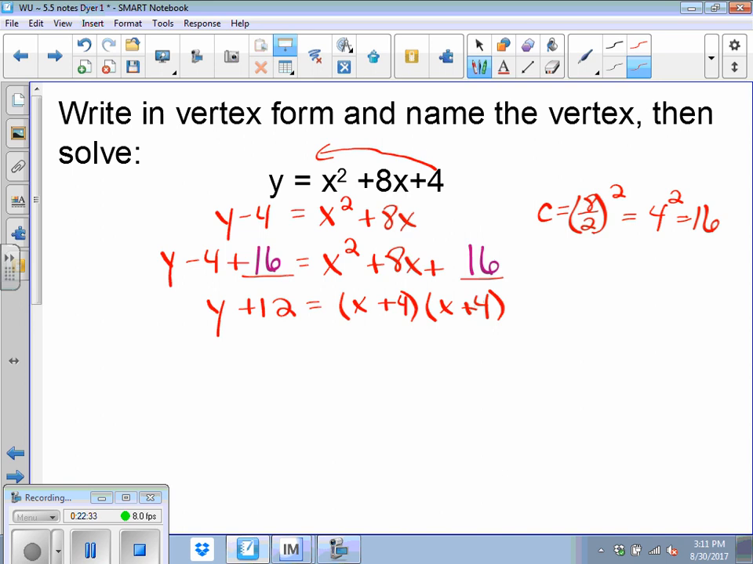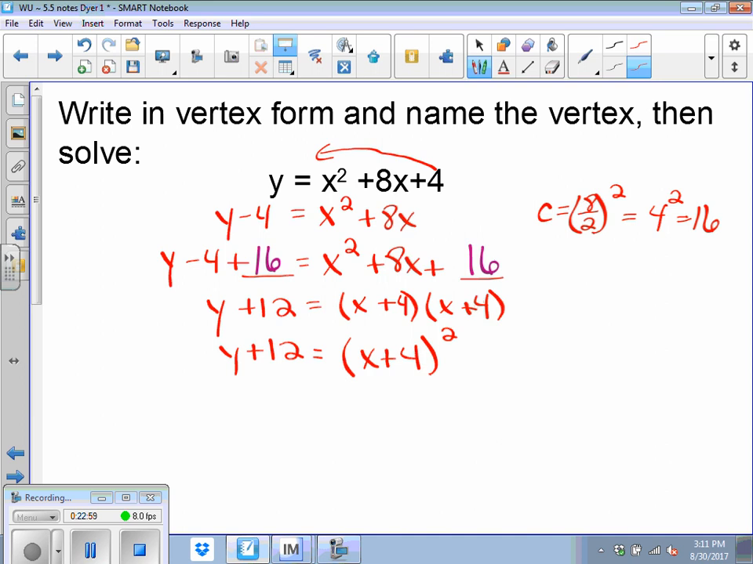So why did I do this? So I have to write it as a binomial squared. Okay? You don't want to leave it like this. That doesn't help you. That's not vertex form. So we have y plus 12 equals x plus 4 squared. You have to keep your goal in mind. We're trying to get it to vertex form so we can see the vertex. Everything has to be in its right place.